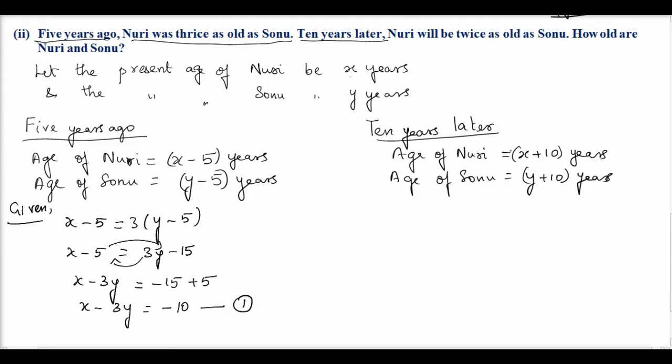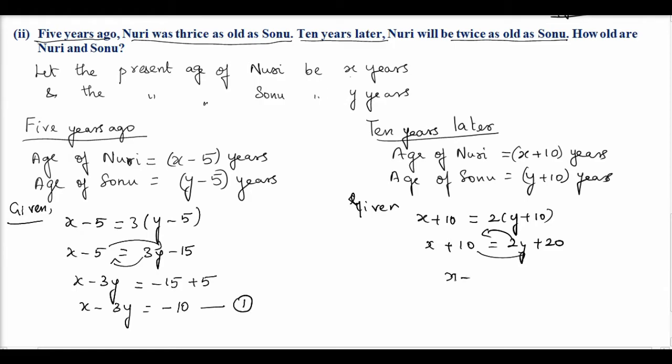And the next condition given is Nuri will be twice as old as Sonu 10 years later. So Nuri will be twice as old as Sonu after 10 years. So this is the second condition given. Right? Now let's simplify this. So I get x plus 10 equal 2y plus 20. Let's take the variables to one side and the constants to the other side. So I get x minus 2y equal 20 minus 10. So that gives the second equation as x minus 2y equal 10. This is the second equation.